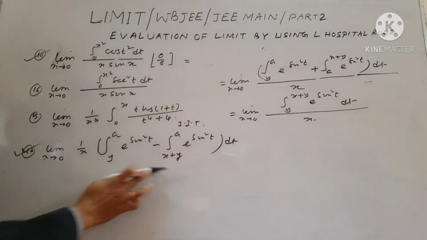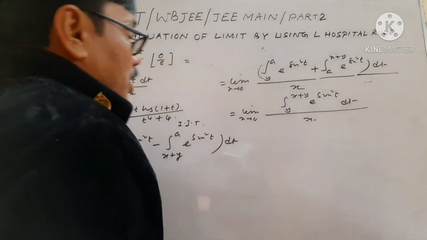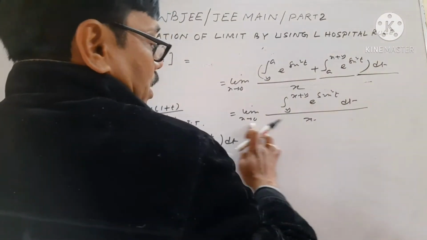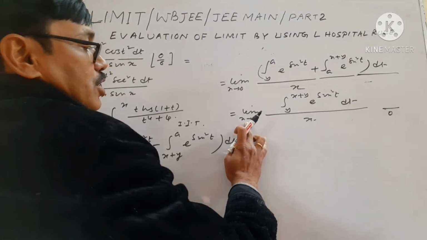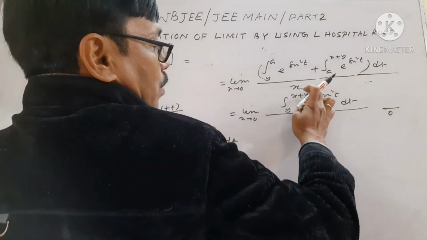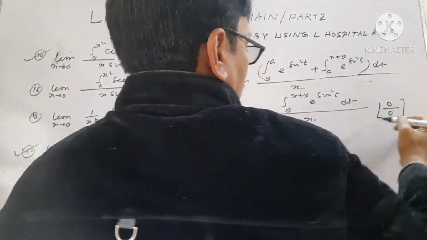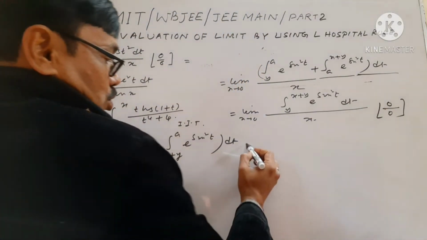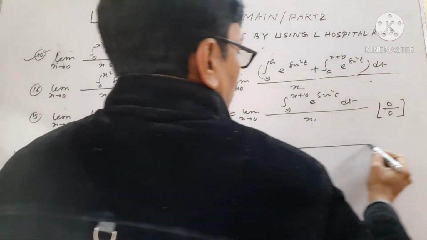So simplifying, we get this one. Now look, denominator: if we put x equals 0, this is 0. And numerator, x to 0, so this is y to y, upper limit and lower limit the same. So this is 0 by 0 form. Now use Newton's Leibniz rule on the numerator.